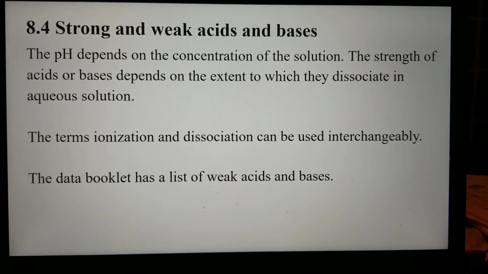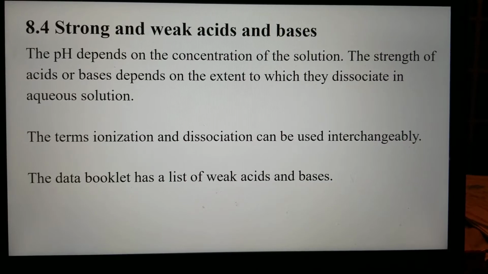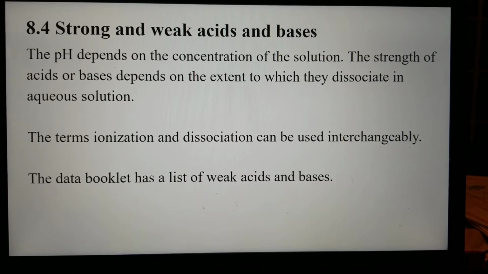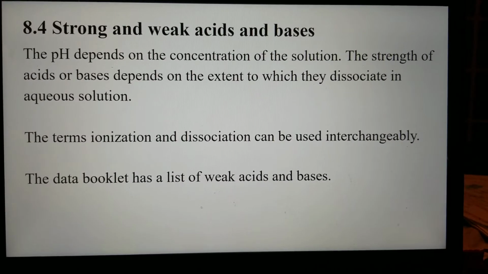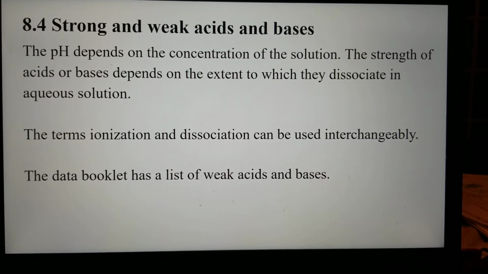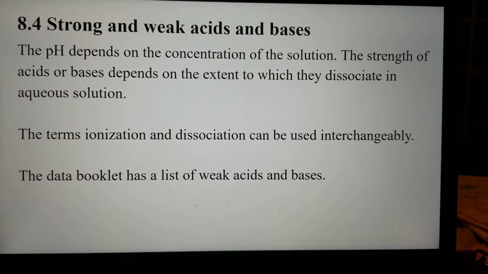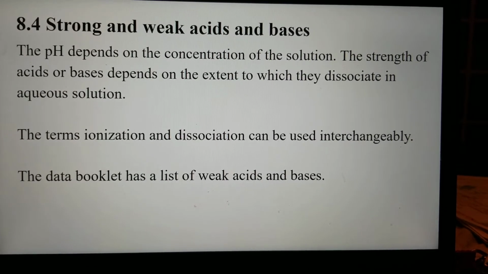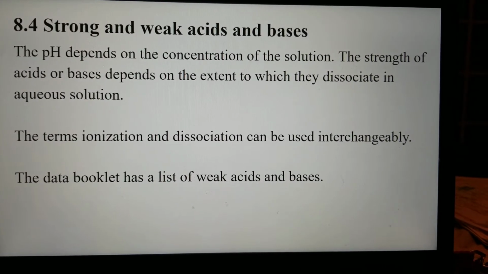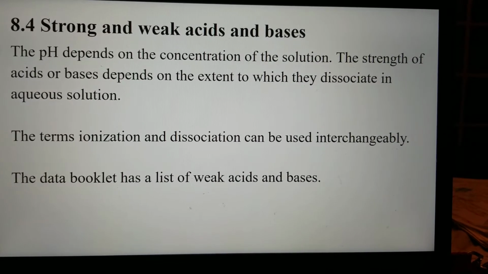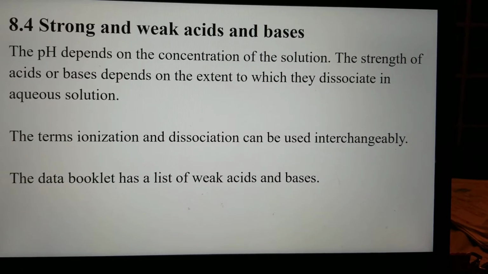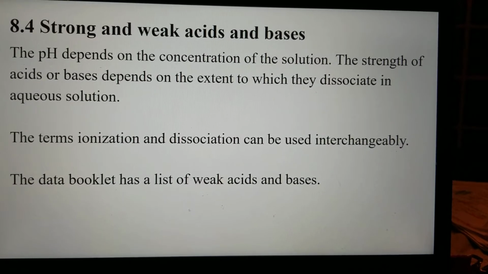So the pH depends on the concentration of the solution. The strength of acids or bases depends on the extent to which they dissociate in aqueous solution. The terms ionization and dissociation can be used interchangeably, and the data booklet has a list of weak acids and bases. So this is information that comes directly from the guide, okay?